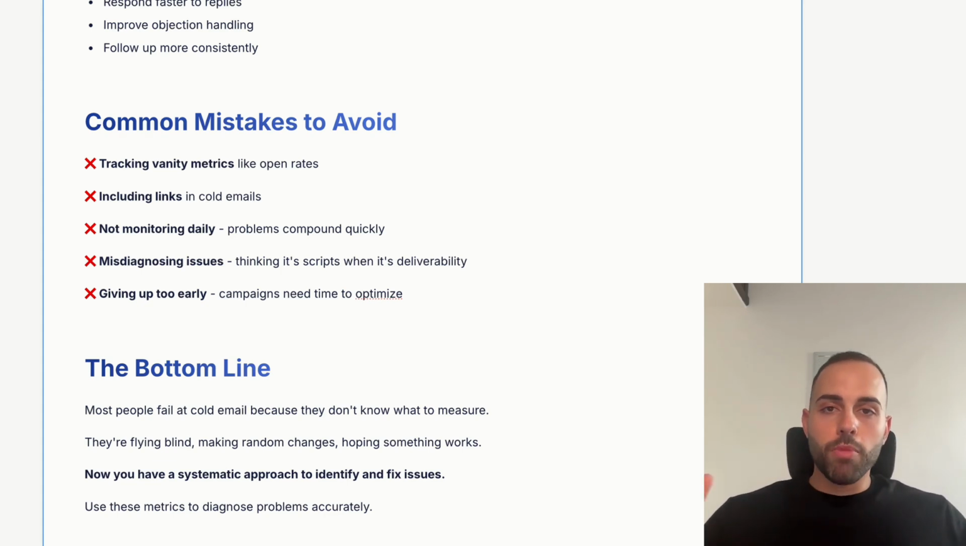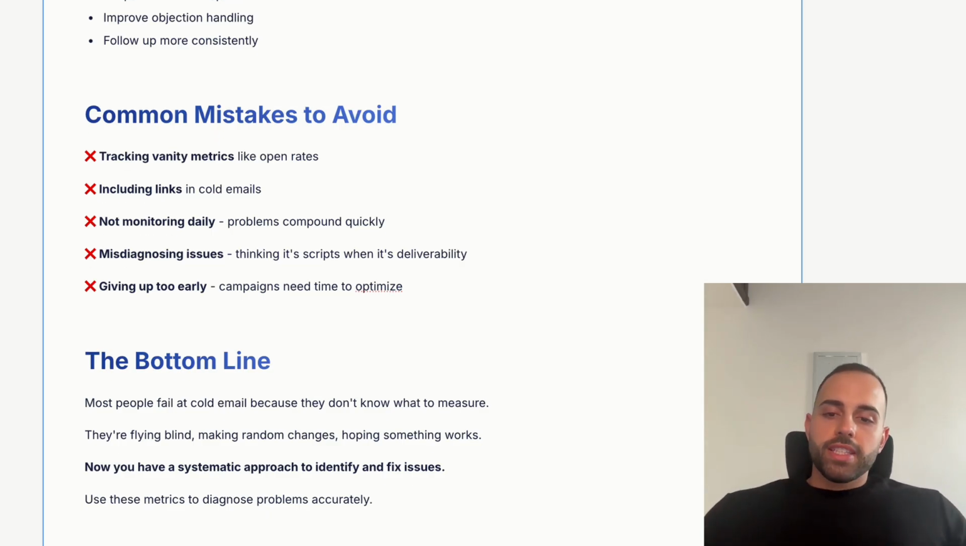And finally, this is the most important one of all, do not give up too early, because campaigns need time to optimize. So if you launch a campaign today, but your reply rate is less than 1% tomorrow, you're not giving the campaign enough time to build any momentum. So usually you need to wait at least a week before analyzing your metrics. So don't change a single thing about your campaigns until a week goes by.